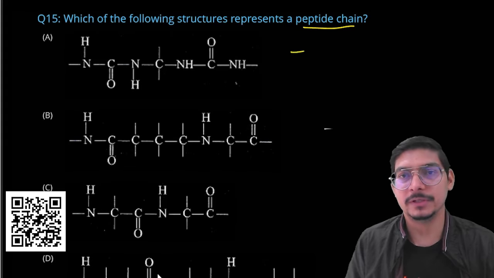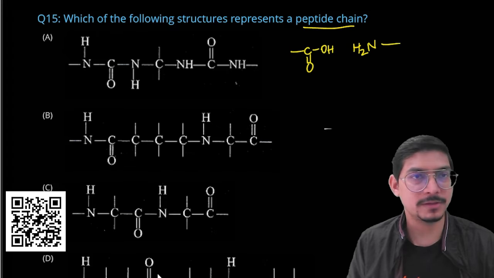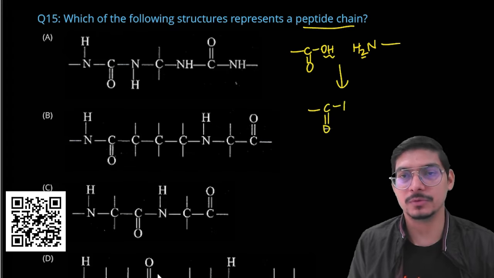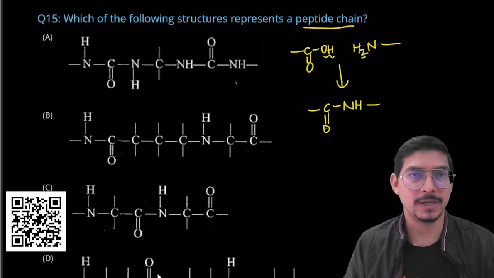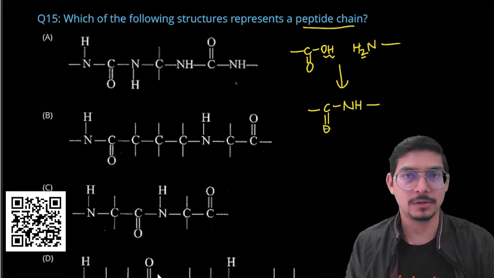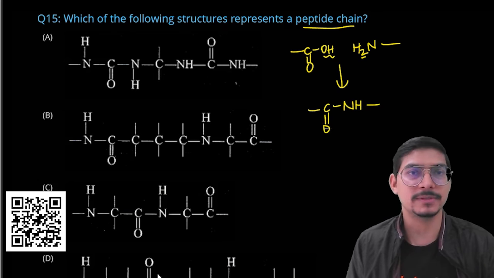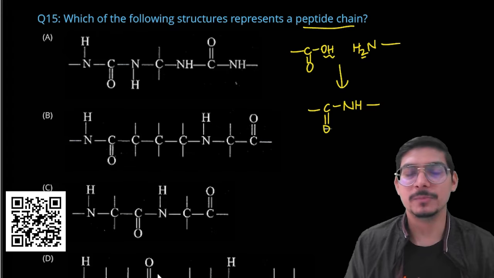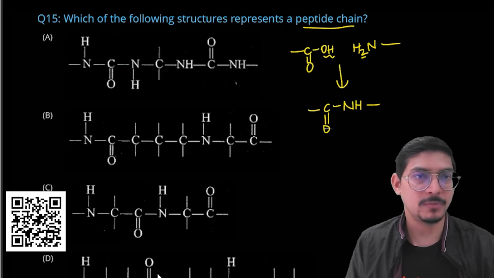For example, if the carboxylic group of one amino acid condenses with the amino group of another amino acid, then this is a condensation reaction where OH and H are lost and a peptide bond is formed. So two amino acids are joined together by a peptide linkage, and this peptide bond results in the formation of a peptide chain when amino acids bind one after another. So we basically have to look for the presence of these peptide bonds.